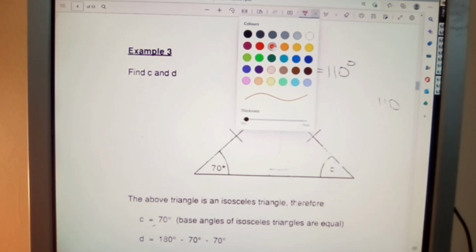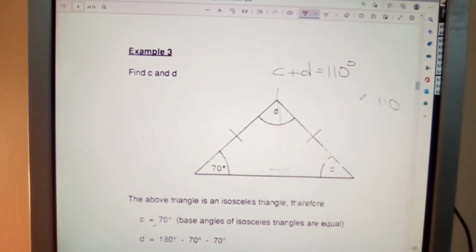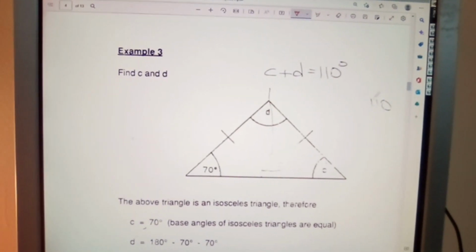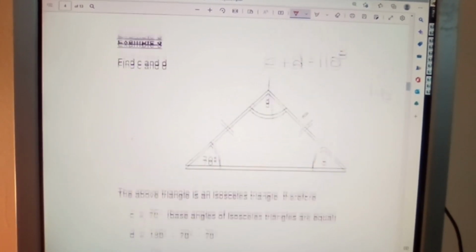Okay, it's okay. I was just trying to see if I can take something out here, but I can't. Now ignore my rough work. Ignore that completely.